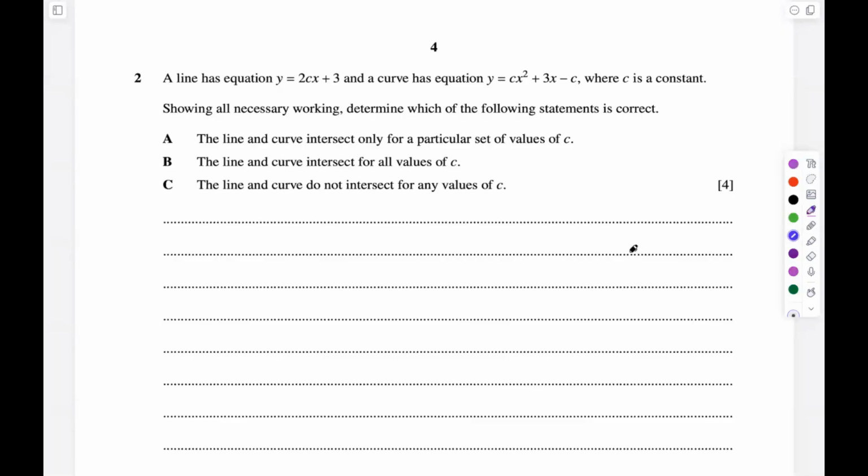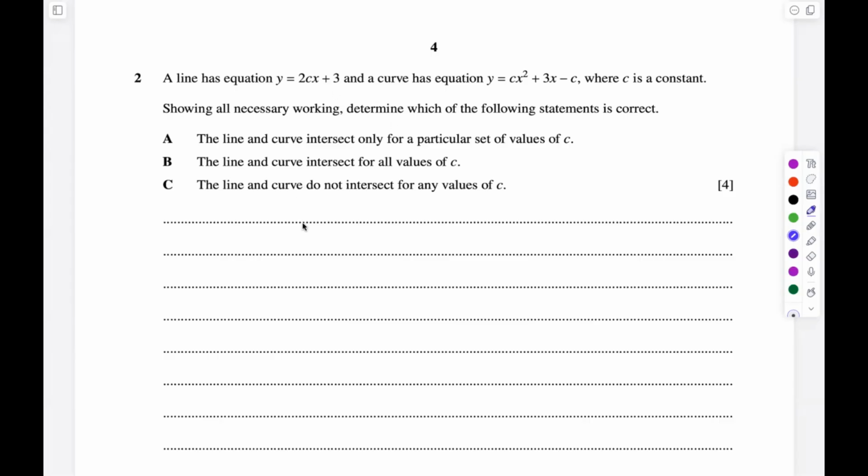In question 2, a line has equation y = 2cx + 3 and a curve has equation y = cx squared + 3x - 7. Showing all necessary working, we have to determine which of the three statements are correct. The line and curve intersect only for a particular set of values, the line and curve intersect for all values, or they do not intersect at all.